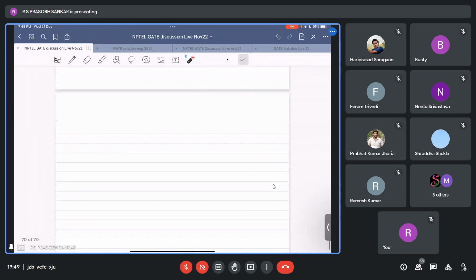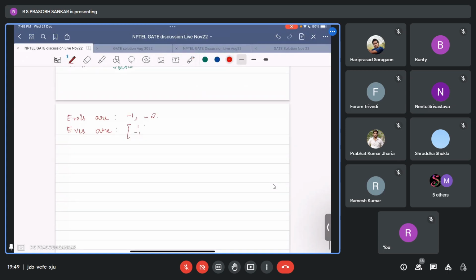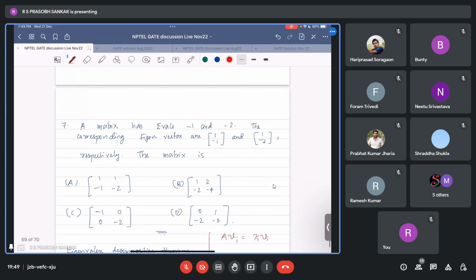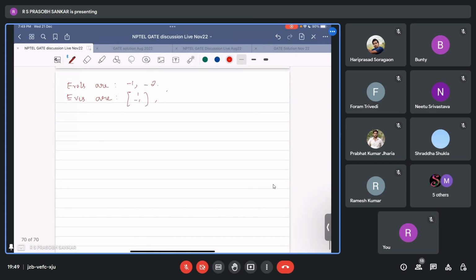So what do we have in this case? It is given that the eigenvalues are -1 and -2, the eigenvectors are (1, -1) and (1, -2). What is the matrix?